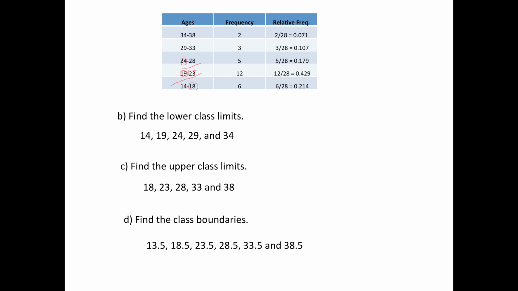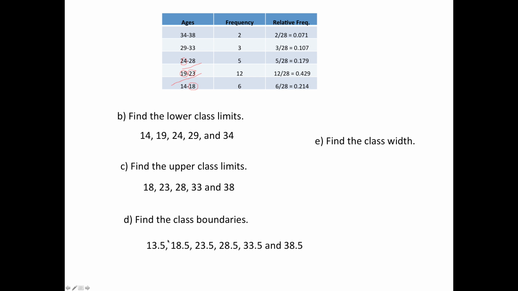Now, I started with 18.5 and then 23.5, etc. When you get to the end, between 33 and 34 would be 33.5. But then, for reasons you'll see when we go to do the graphs, you need a boundary on this side. So then the one to the right of 38 would be 38.5. Likewise, you need one on the left of 14. So that's the reason for the 13.5.